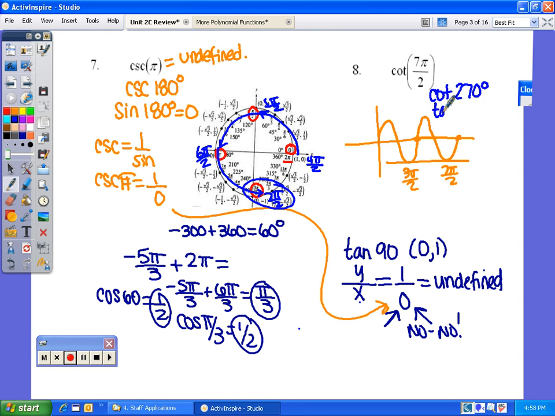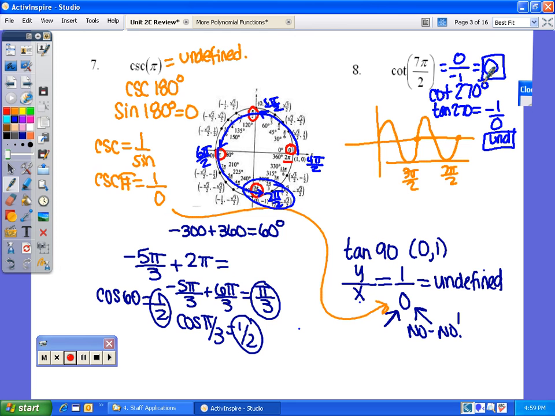So we need to know what the tangent of 270 is. And that happens to be negative 1 over 0, which is undefined. Meaning that the cotangent of 270 should be 0 over negative 1, which is simply 0. Okay, so this is a lot of stuff that you did for the first test in this unit with degrees. So it's the same idea except it's with radians.